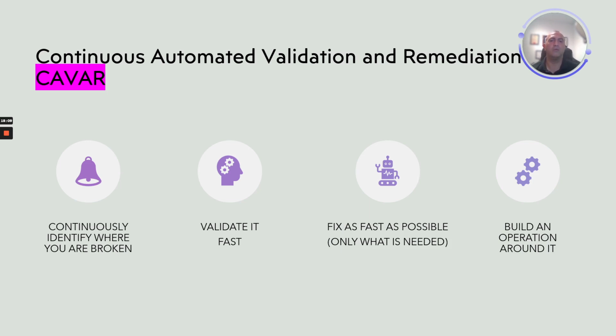So the way to define what needs to be fixed is based on priority or known exploitable vulnerabilities. I think CISA has a great list of known exploitable vulnerabilities on its website. And of course, build an operation around it. This should be a process that is inherent inside your organization, and not something that you just do whenever you like.